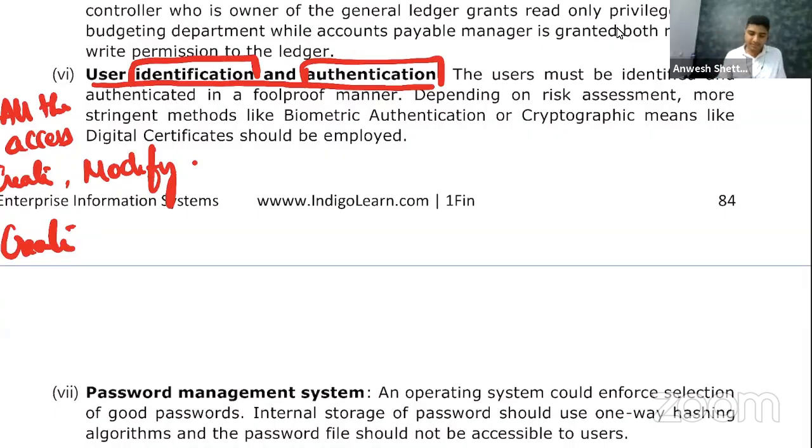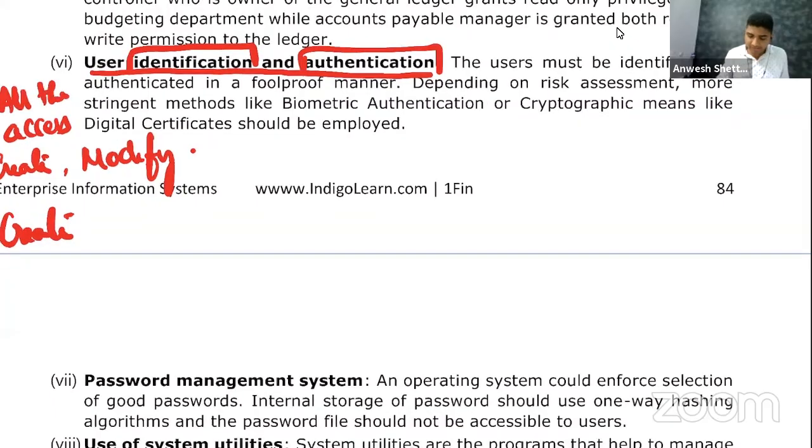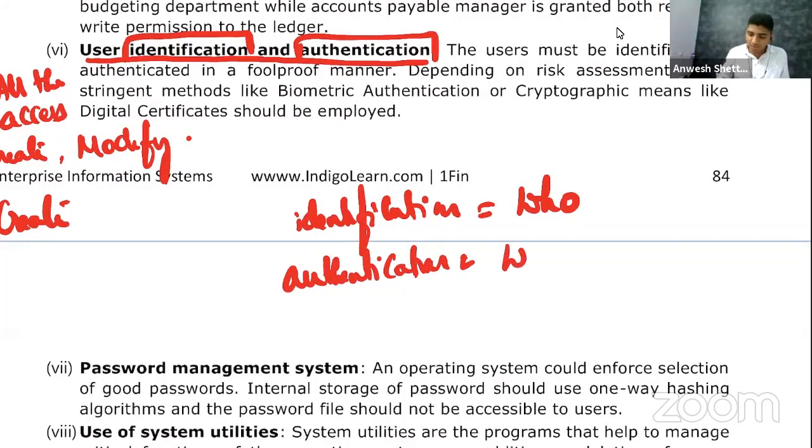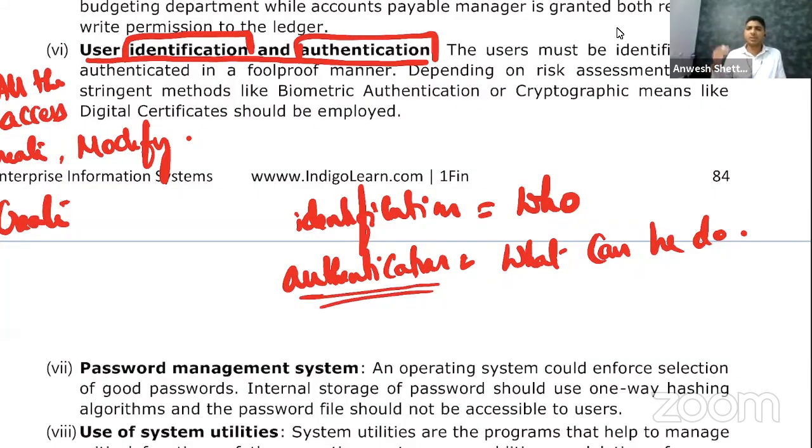A slight difference is, identification is equal to who, and authentication means what can he do. Okay, this is the difference. Now, whenever I say admin, this is identification. I need to put a password. So the system identifies that, okay, he is an admin. Now, once I'm an admin, what are the things that I can do? That is told in authentication. That has to be configured.